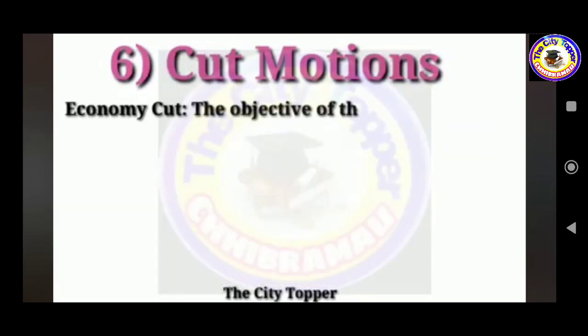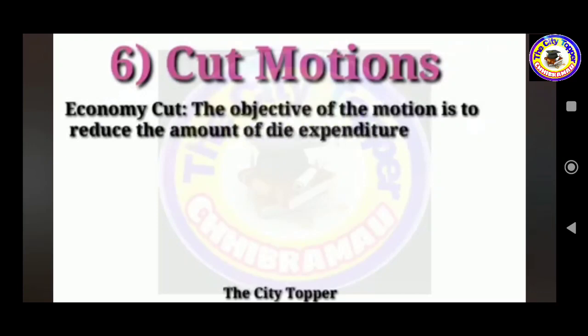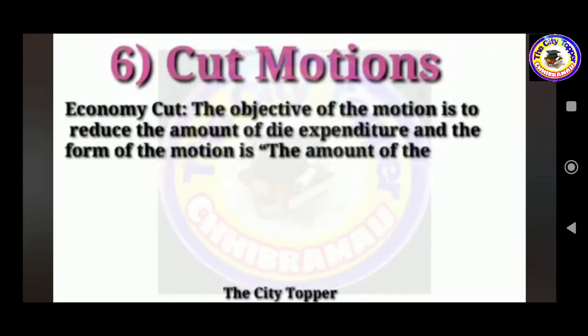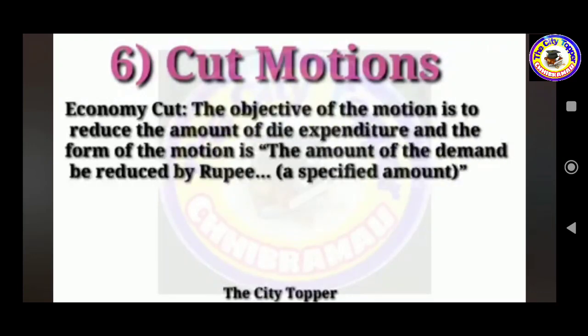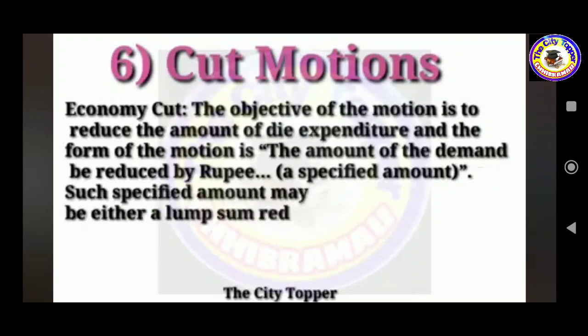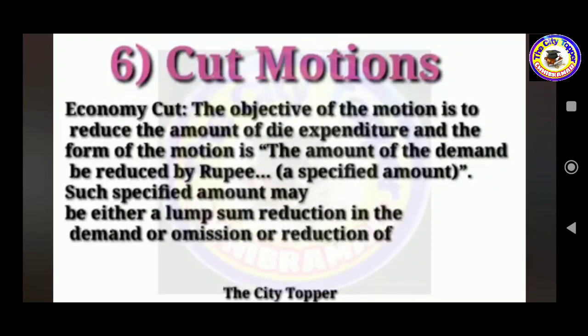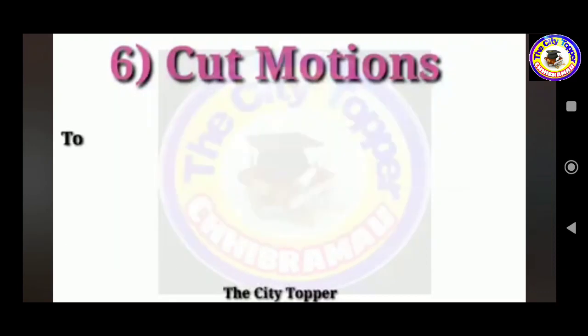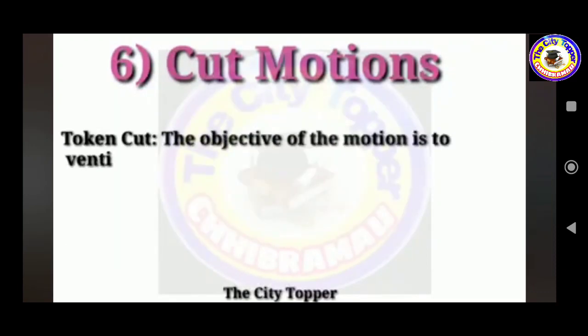Then the second part is economy cut. The objective of the economy cut motion is to reduce the amount of expenditure, and the form of the motion is that the amount of the demand be reduced by a specific amount. Such a specified amount may be either a lump sum reduction in the demand or omission or reduction of an item in the demand. The third type of cut motion is the token cut.